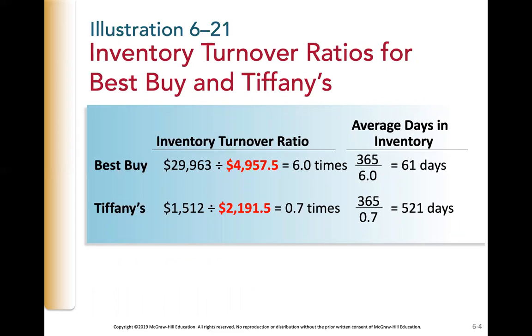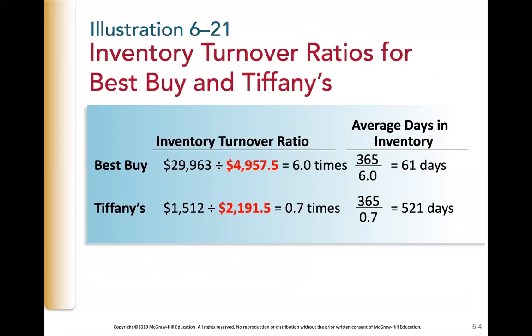So if you look at Best Buy, you'll see that Best Buy had a cost of goods sold of $29,963 and an average inventory of $4,957.50. So the inventory ratio is 6.0. If you take 365 and divide by 6, you get a number of 61. This tells you that on average, inventory is sold in 61 days at Best Buy.